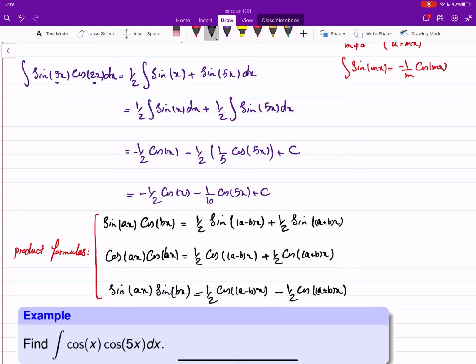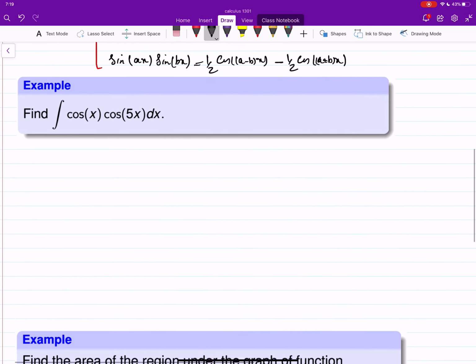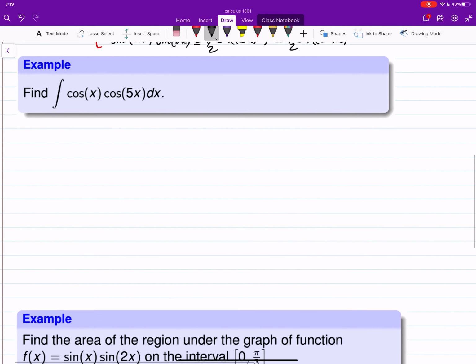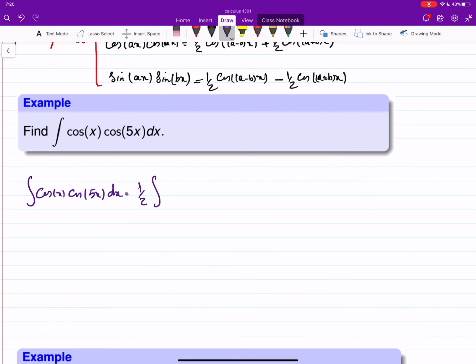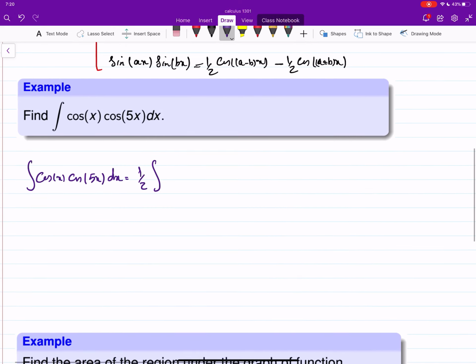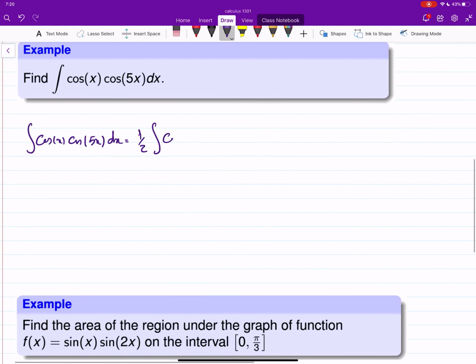Okay, let's see another example, or maybe two more examples. Here I have the integral of cosine x cosine 5x. That will give me an integral. You see, there are halves. I can always put each half outside, and then you get cosine of a minus b, where a here is 1 and b here is 5. So a minus b is negative 4x.